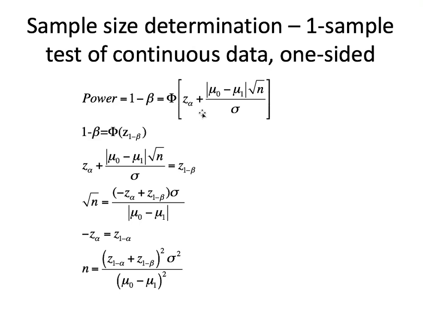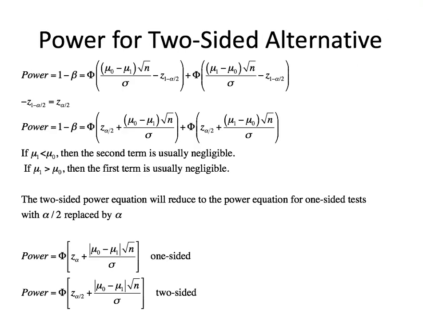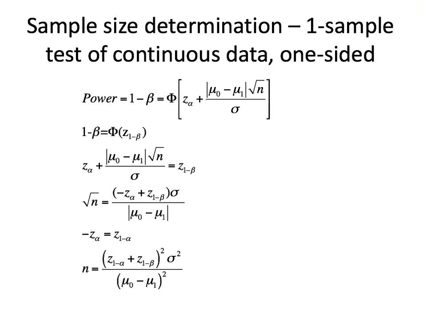Hang on, I'm a little confused here because I'm seeing Z1 minus alpha. Okay, yes, okay. So here is our expression for power for a one-sided test. So we do have Z1 minus alpha. Okay, so when we look at a one sample test of continuous data and it's one-sided, we have this expression for our power here.